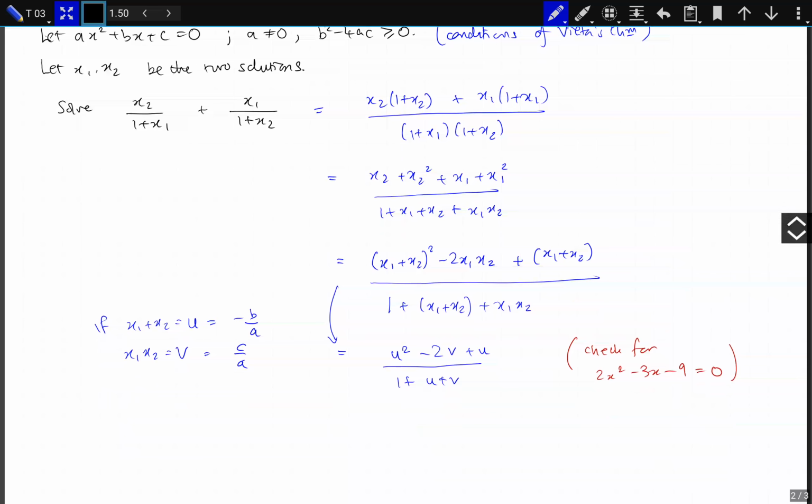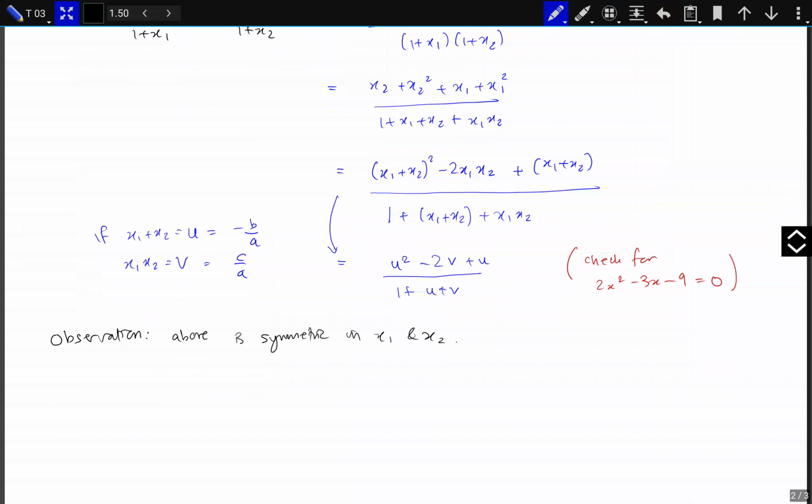So let's make an observation. The observation is what we had above. This term x2 over 1 plus x1, plus x1 over 1 plus x2, is symmetric in x1 and x2. So there's this pattern that if you swap the two solutions, x1 and x2, you get the same overall term. And therefore, this final sum comes in terms of the sum x1 plus x2 and the product x1 x2.